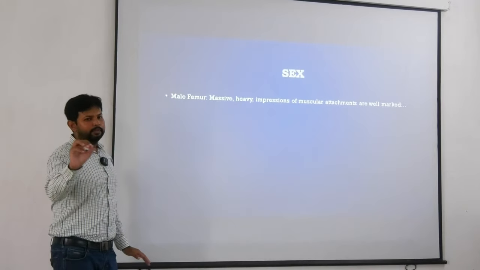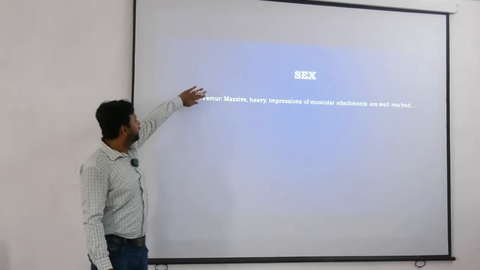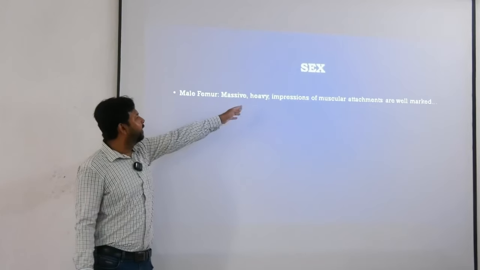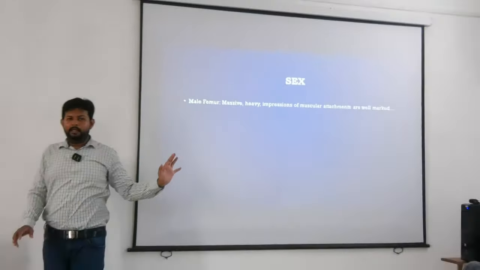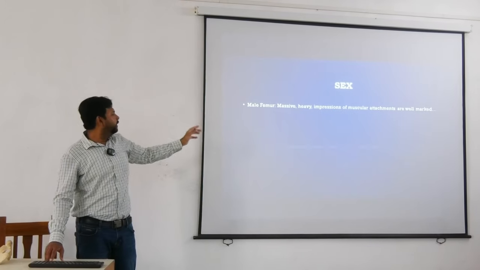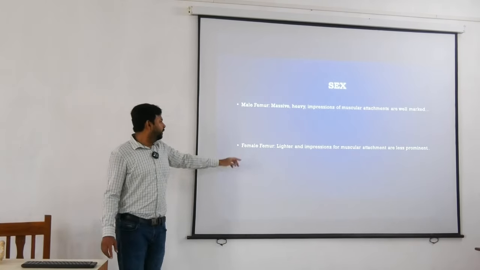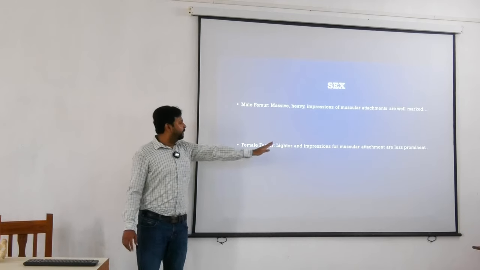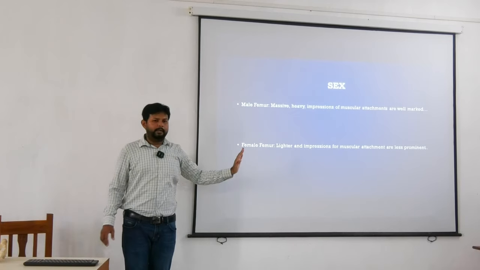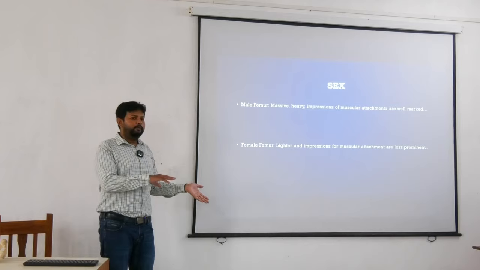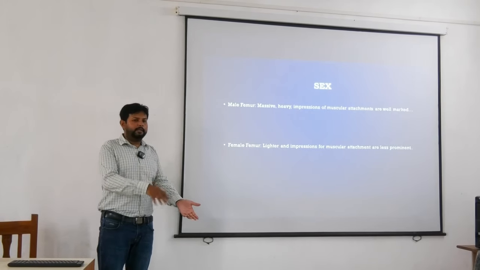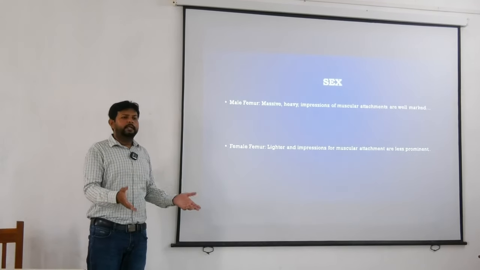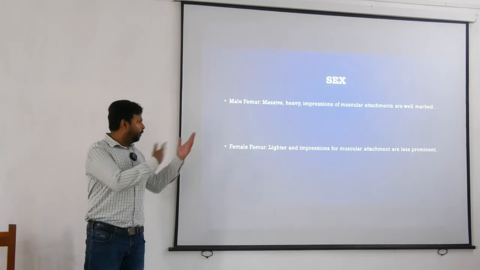Dried and devoid of soft tissue, human femur, then you start, it is massive, heavy, impression of muscular attachments are there. If in case it is a female one, then you will write this one, lighter and impressions of muscular attachments, less prominent. You will start with this. Now we will come to metric part. Metric parts means, jeta amra measure kore bolbo je eta male na female. Thik ache? What asked?